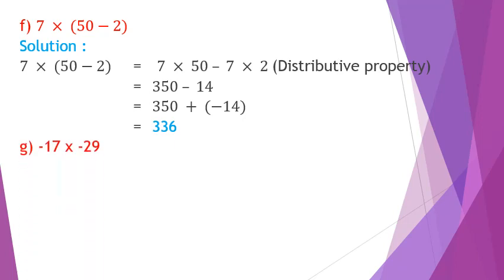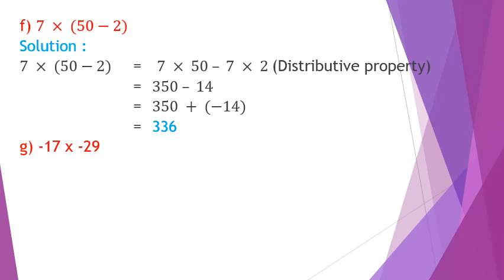Next question, minus 17 into minus 29. Here, the nearest 10 of 29 is 30. So, instead of 29, we can write it as 30 minus 1. Now, we can apply the sign. We want the answer here minus 29. So, we can write it as minus 29 equal to minus 30 plus 1.